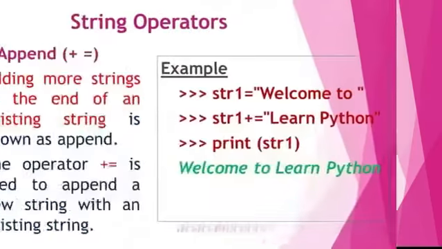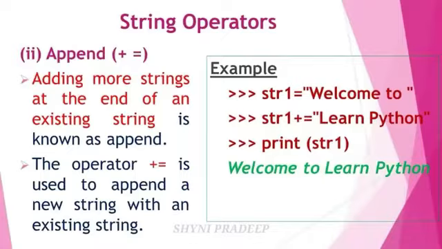Next, let us see append, that is plus equal to. If you want to add more strings at the end of an existing string, it is known as append. The operator plus equal to is used to append a new string to the existing string.